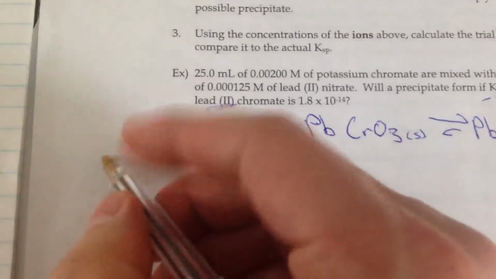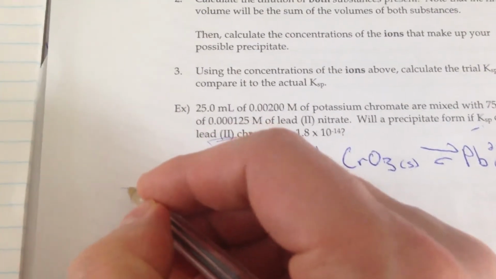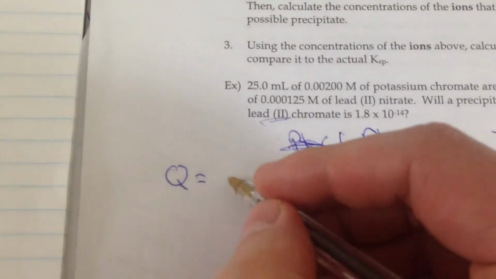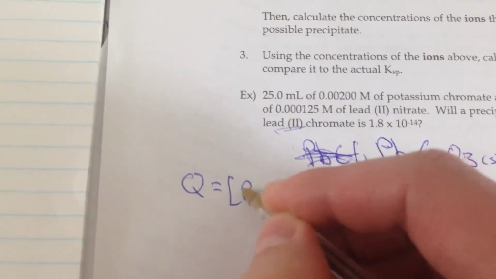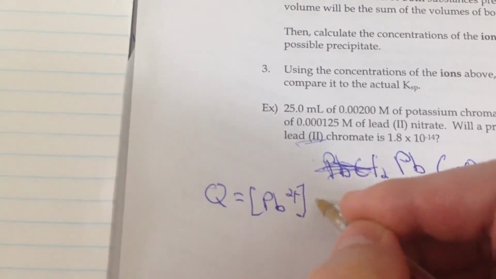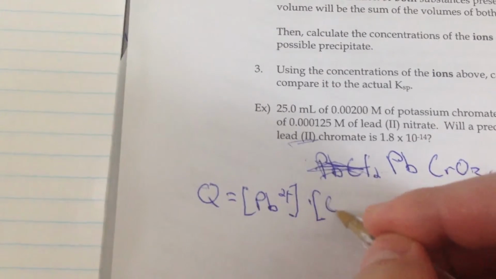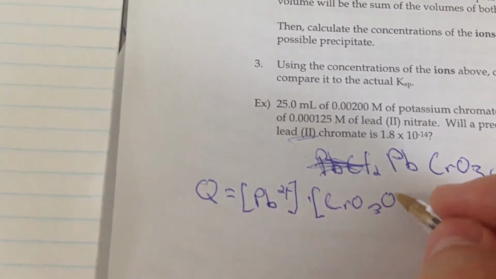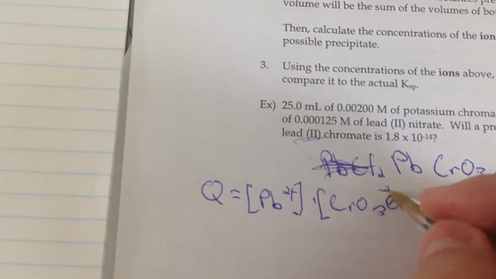Now we'll set up our Q or our KSP. Our Q value here is just going to be the KSP expression that we're looking for. So it's going to be the concentration of lead times the concentration of CrO3.